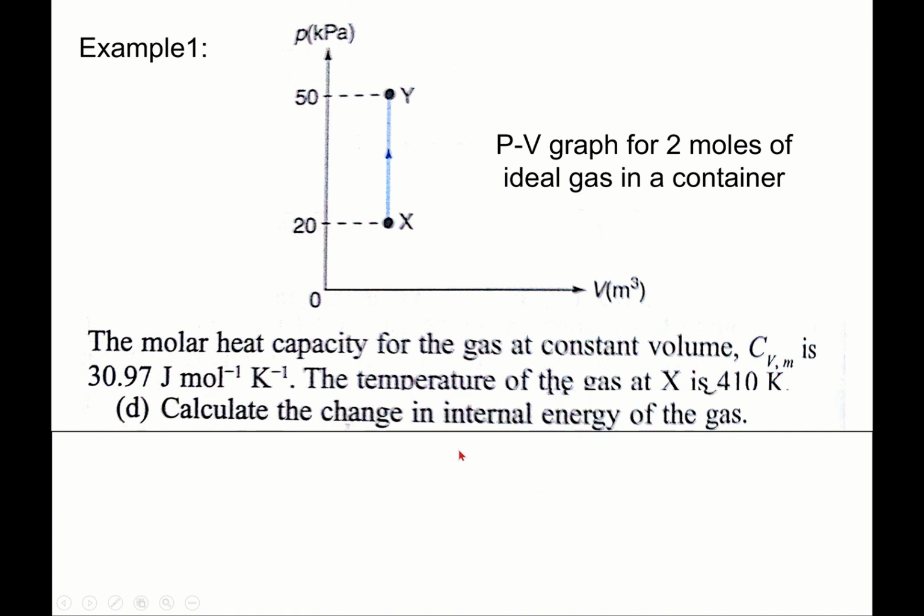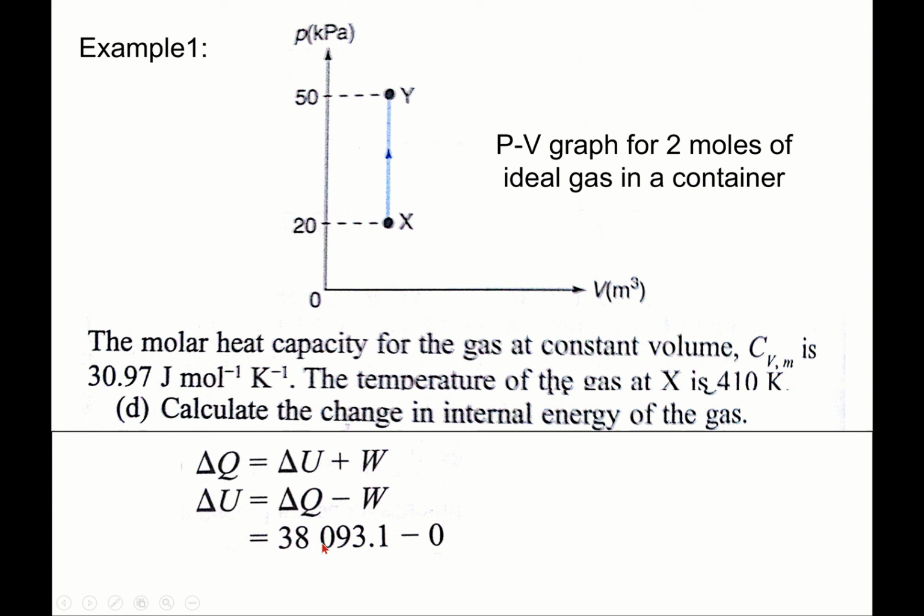Okay, next we are going to calculate the change in internal energy of the gas. To calculate the change in internal energy of the gas, we use the first law of thermodynamics. Delta Q equals delta U plus work done. From question A, work done is 0, and the delta Q is 38,093.1 joule. So we substitute into the equation here, and we get the internal energy. The internal energy is the same as the heat supplied because the work done is 0. So that means the internal energy is also 38,093.1 joule.